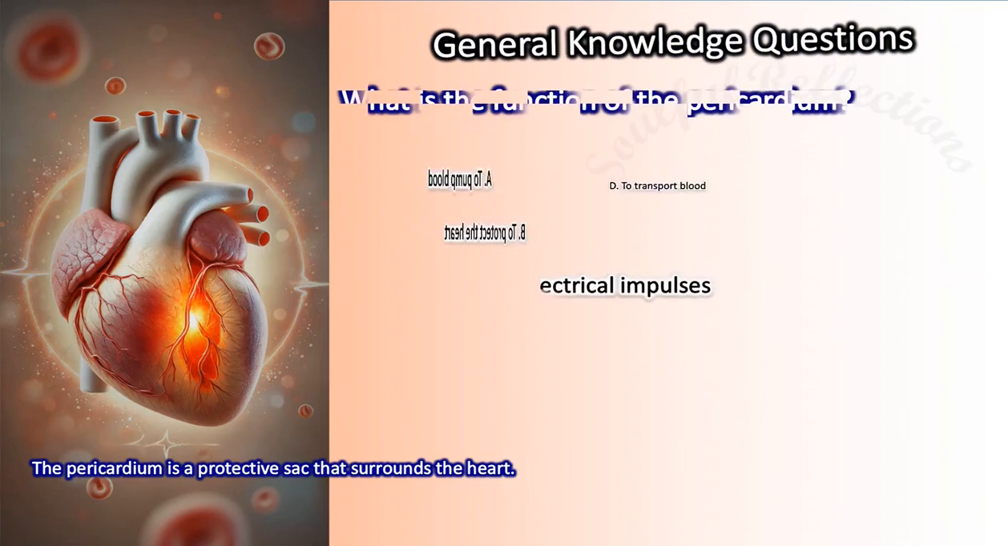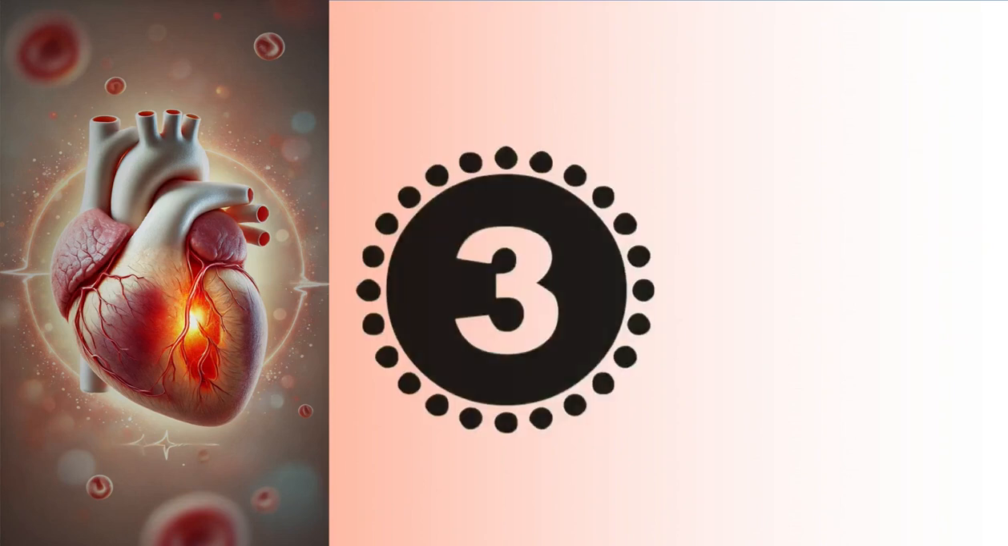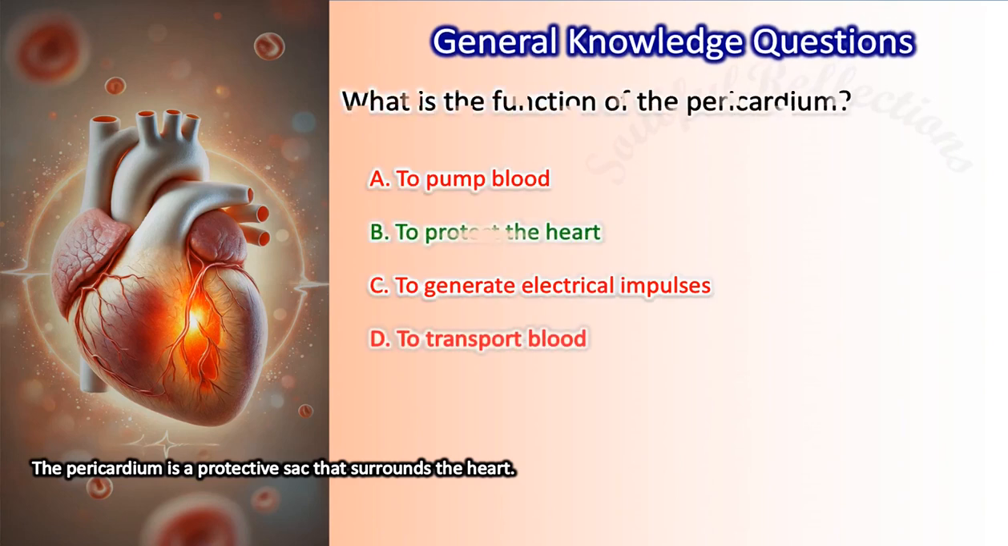What is the function of the pericardium? Option 1, to pump blood. Option 2, to protect the heart. Option 3, to generate electrical impulses. Option 4, to transport blood. The answer is Option 2, to protect the heart.